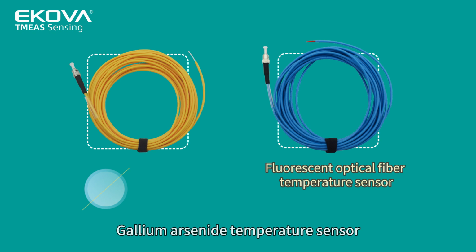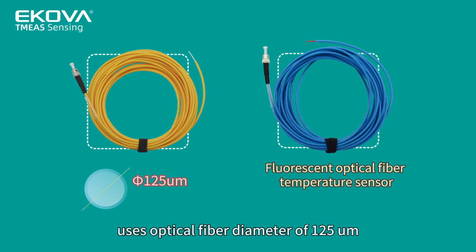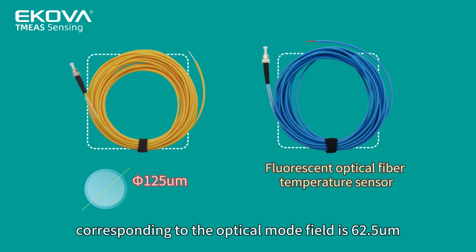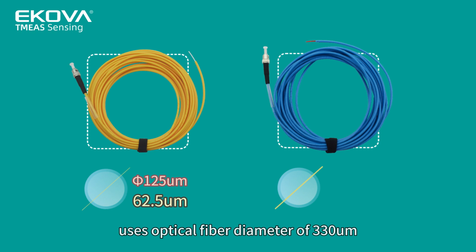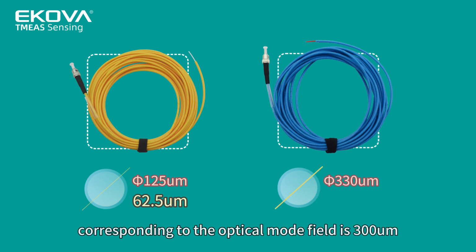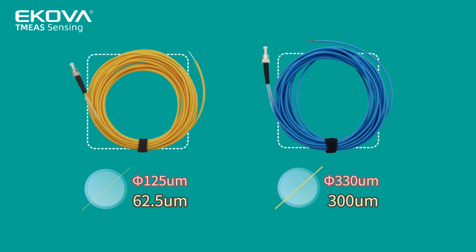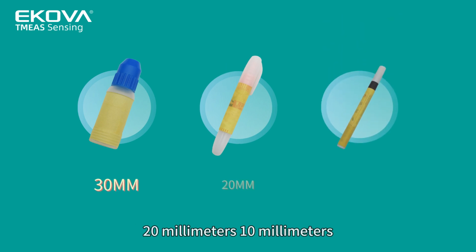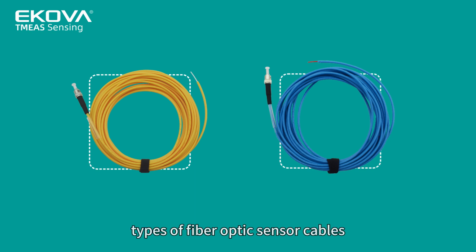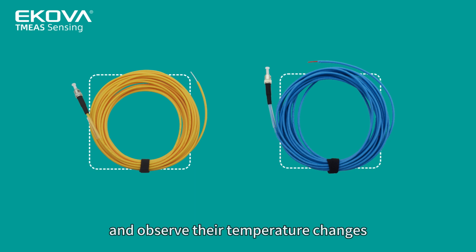The gallium arsenide temperature sensor uses an optical fiber diameter of 125 microns, corresponding to an optical mode field of 60 to 0.5 microns. The fluorescence temperature sensor uses an optical fiber diameter of 330 microns, corresponding to an optical mode field of 300 microns. In a constant temperature environment, use 3 different radius winding bars, 30 mm, 20 mm, 10 mm. Simultaneously wrap the two types of fiber optic sensor cables and observe their temperature changes.